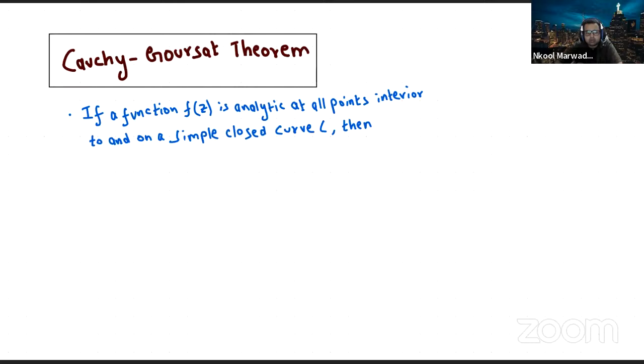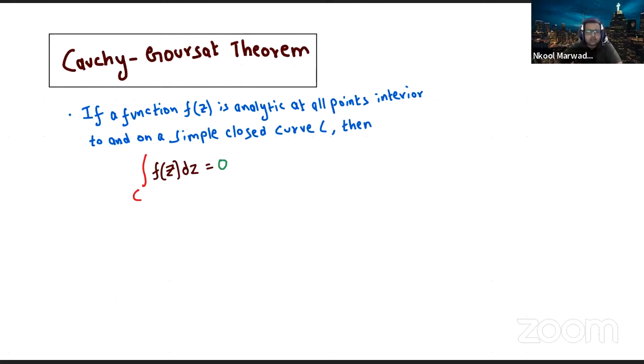then the integral over that closed curve or the region will be equal to 0. The region is the closed curve itself, and the interior of that will be the region. So the integration of the function f(z) dz will be equal to 0. So this is the idea.